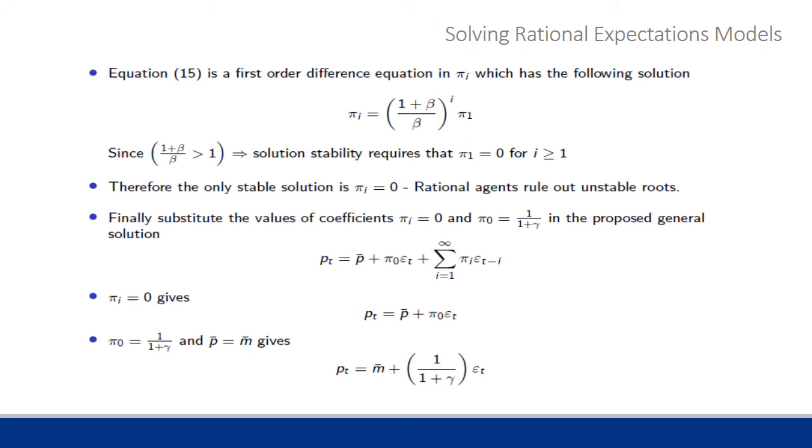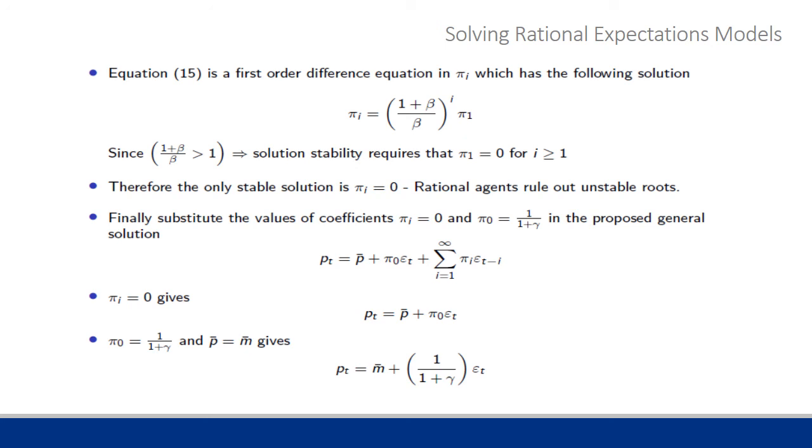In other words, the agents know that the other solutions are irrational, and so they rule them out. They know that the only solution is that pi I will be equal to 0 in the future as I progresses.